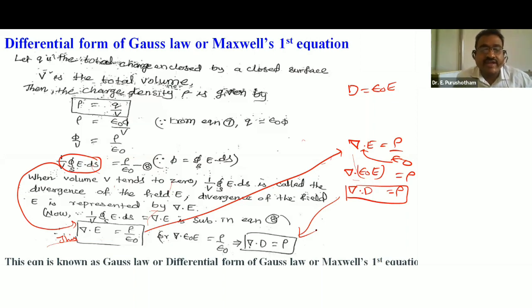This equation is known as Gauss law, or the differential form of Gauss law, and it is also called Maxwell's first equation.